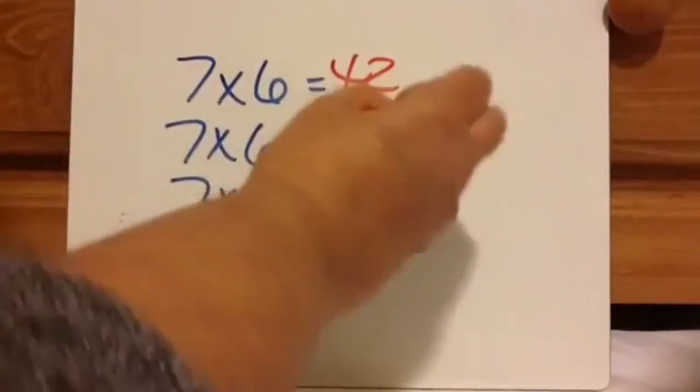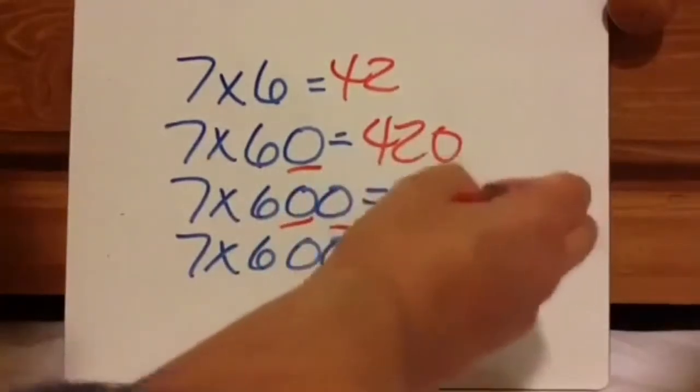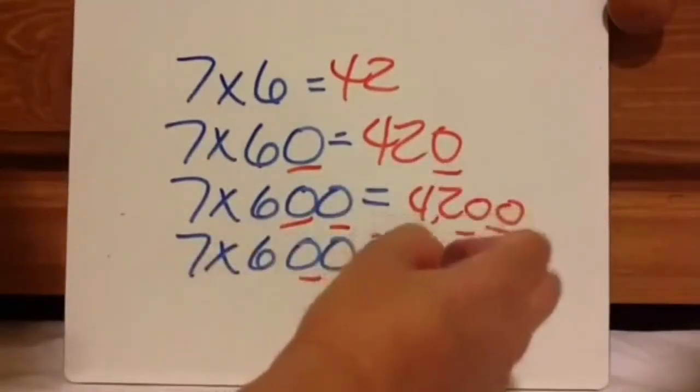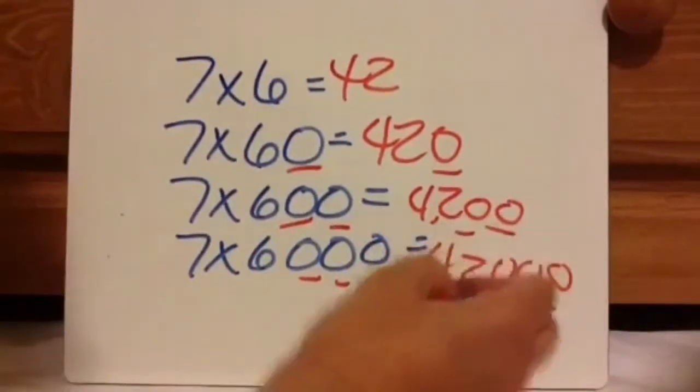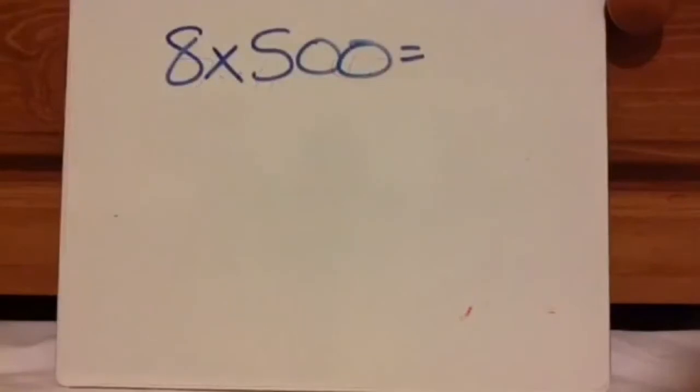So then 7 times 60 is 420. 7 times 600 is 4,200. 7 times 6,000 is 42,000. Remember to count your zeros very carefully. Let's look at this one.